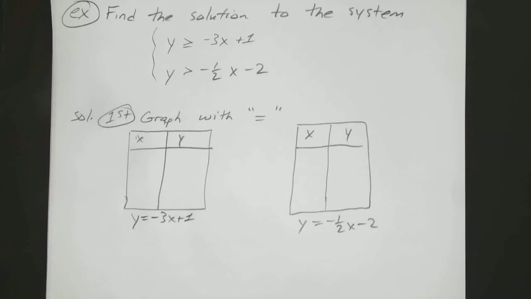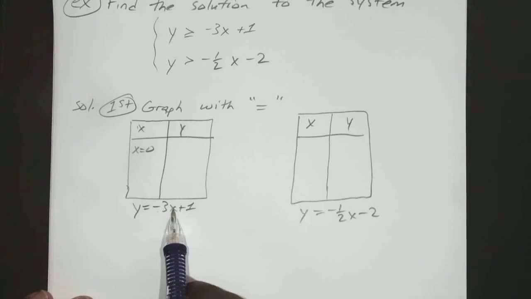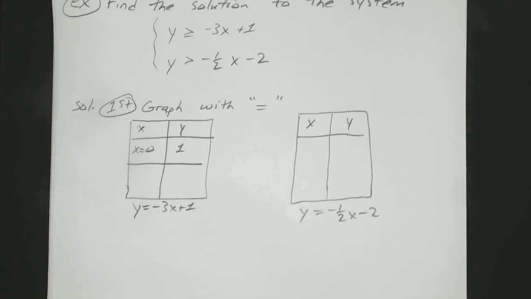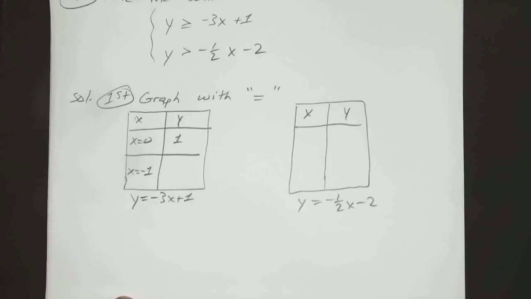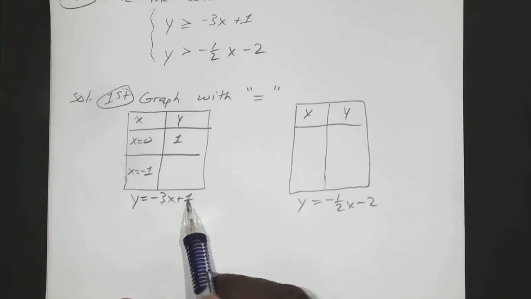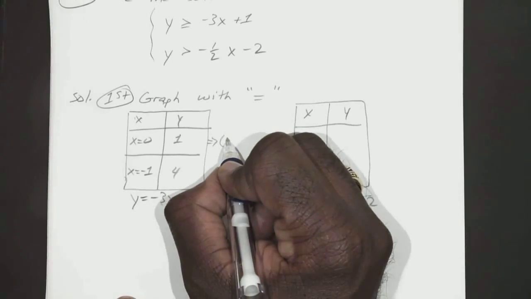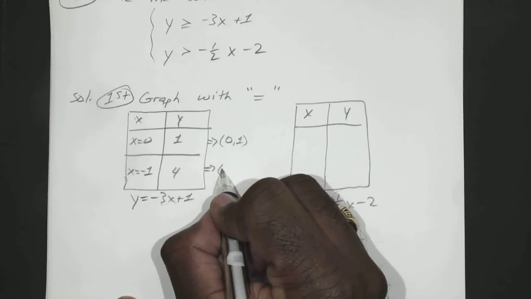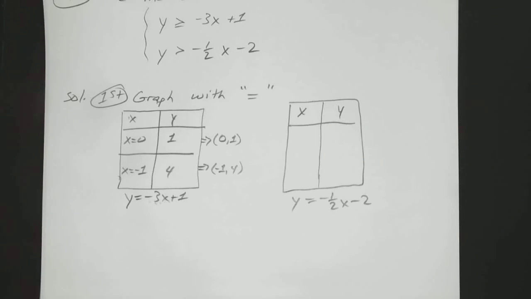Okay, if we let x equal 0, that disappears, so y is equal to 1. If we let x equal negative 1, negative 3 times negative 1 is positive 3, 3 plus 1 is 4. So we have the 2 points 0, 1, and negative 1, 4. Remember, we only need 2 points to graph a line.